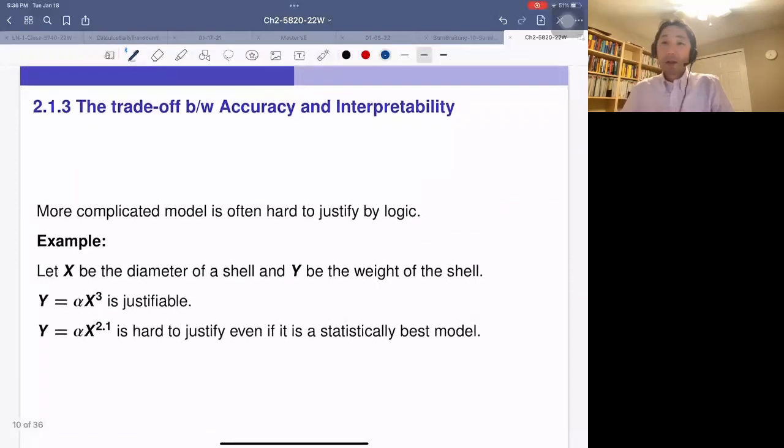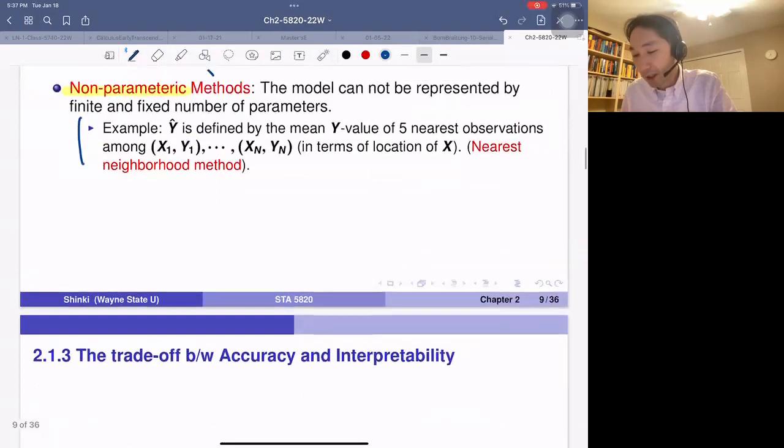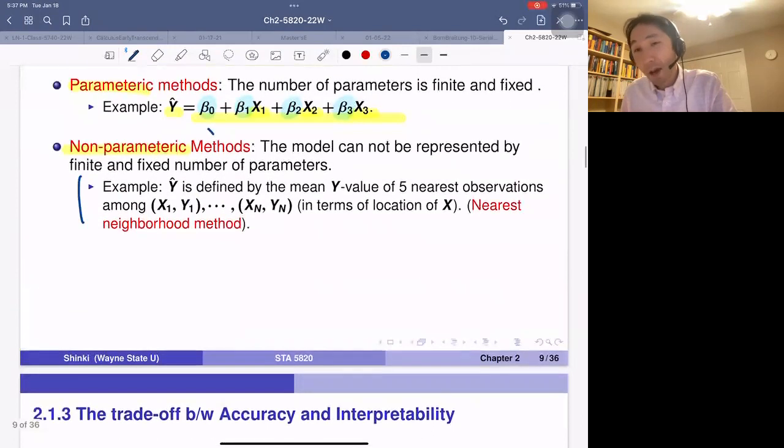Okay, so usually non-parametric models are more accurate. And the next one, sometimes we have a trade-off between accuracy and interpretability, which parametric and non-parametric also have. Parametric models are easier to interpret. For example, what's the effect of x1? Do we have a positive or negative relationship between x and y? That is very important in linear regression.